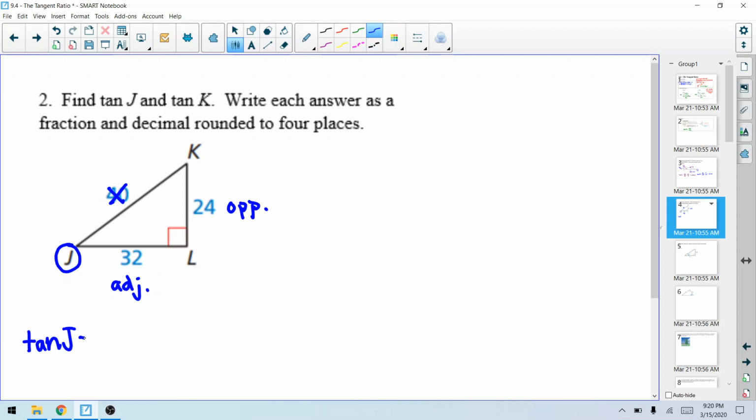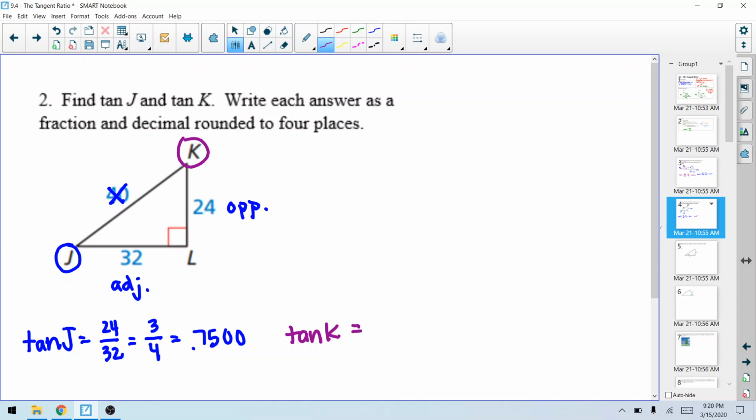Tangent of J, opposite over adjacent. First thing I'm going to do, 24 divided by 32, simplifies to 3/4. Turn that into a decimal, 0.75. Once again, for good measure, I'm going to put 2 zeros on that, and 3/4 is your ratio, your decimal, 0.7500.